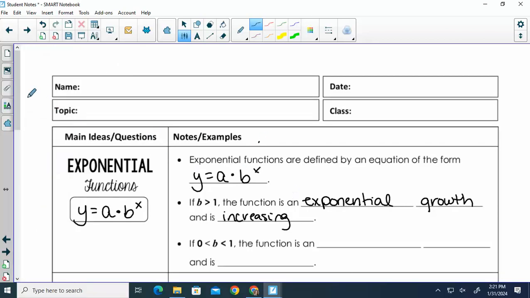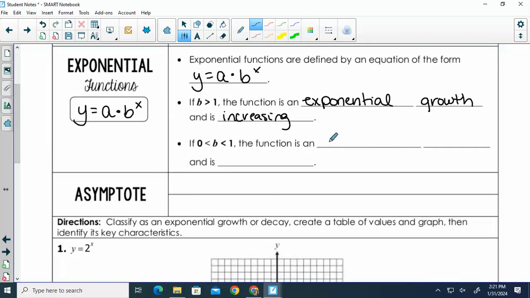So if you have a number, a base between 0 and 1, that is exponential decay. And it will be decreasing. So growth, they're getting bigger, it's increasing. Decay, they're getting smaller, it's decreasing.